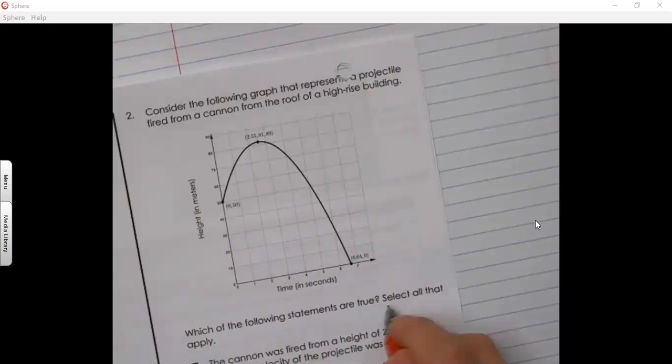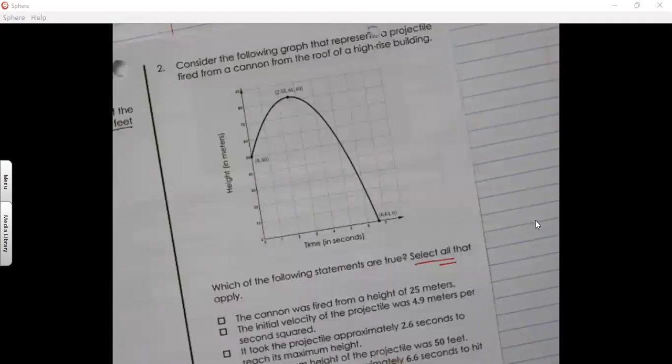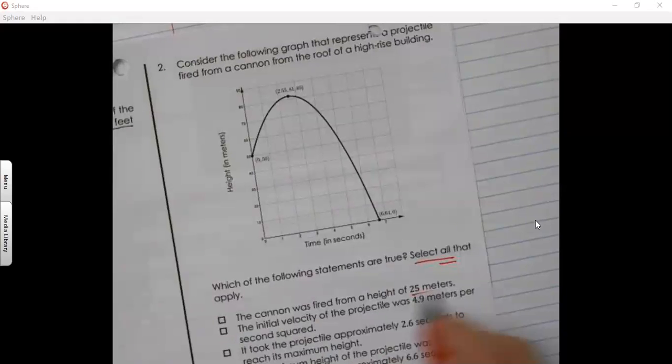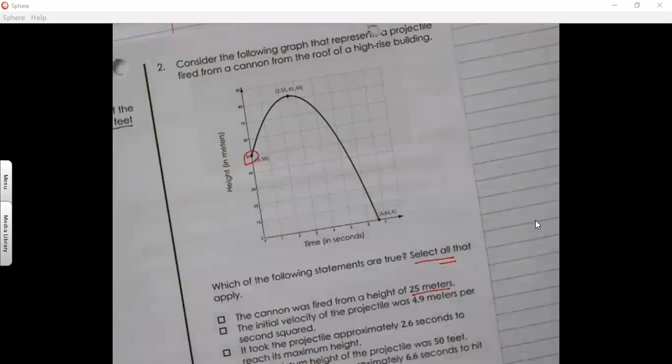The cannon was fired from a height of 25 meters. Is that true? No, our cannon was fired from a height of 50 meters. So not true, we're not selecting it.